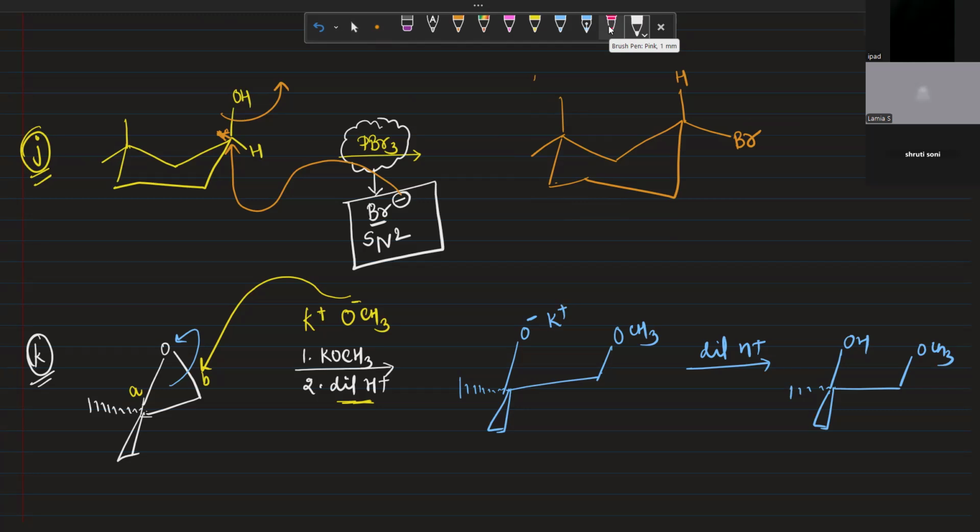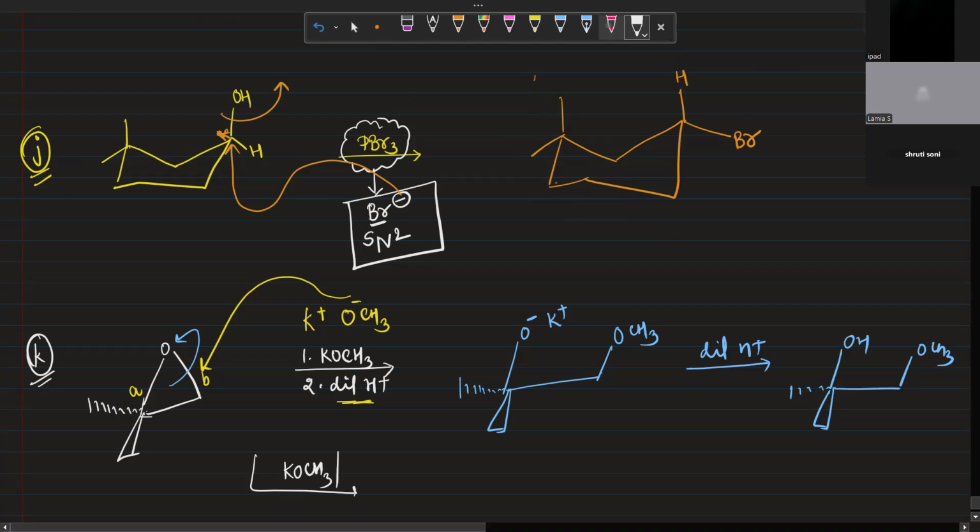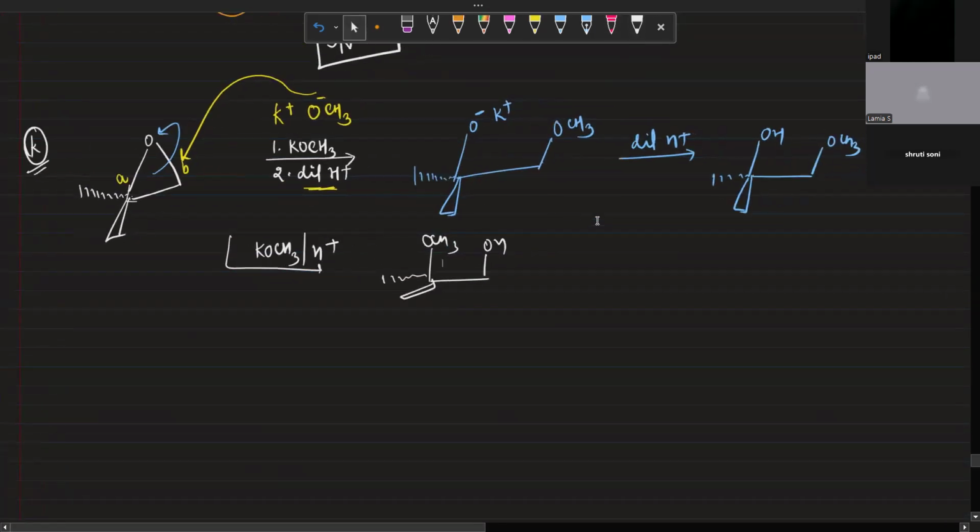But suppose I'm not using the numbers 1 and 2, and I'm directly using potassium methoxide, KOCH3, and acidic medium. If I represent the reagent like this, then in that case we will go with the more substituted part, not the less substituted. So this will be the product over here, like this, and OCH3 will come. If there is an acidic medium in the starting reagent, then we go with this.